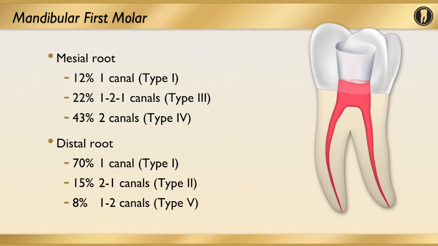And 15% of the time, there may be two canal initial orifices that will join to form one common exit, known as a type 2 configuration. 8% of the time, we have one canal that may split apically into two separate exits of the canal system, known as a type 5 configuration. Having an initial understanding of these anatomical variances is crucial to proper endodontic access in the posterior as well as instrumentation of these canal systems.